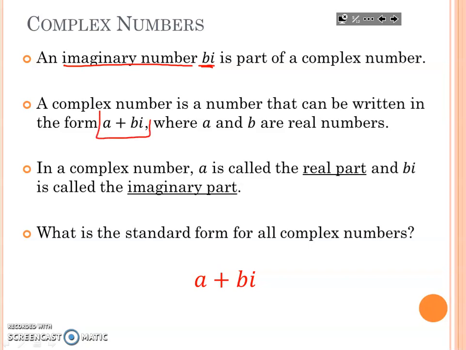Okay? So if you look here, here is the standard form for a complex number. And if you look, you've got a bi, you've got your imaginary part in there, but then I also have this a. Okay? And that a is going to be a real number. So complex numbers are a combination of a real and an imaginary number put together.